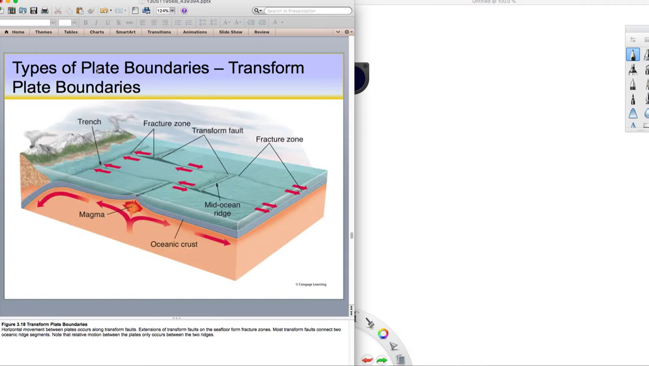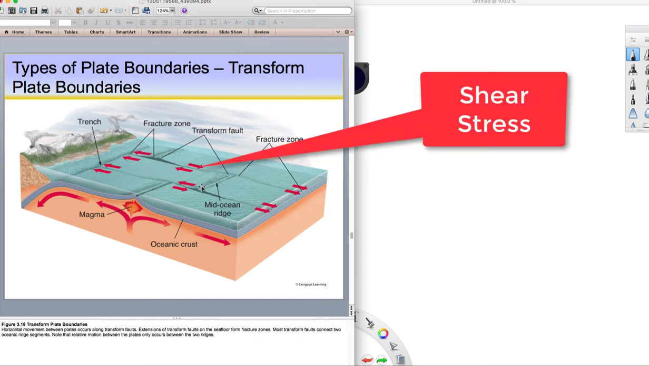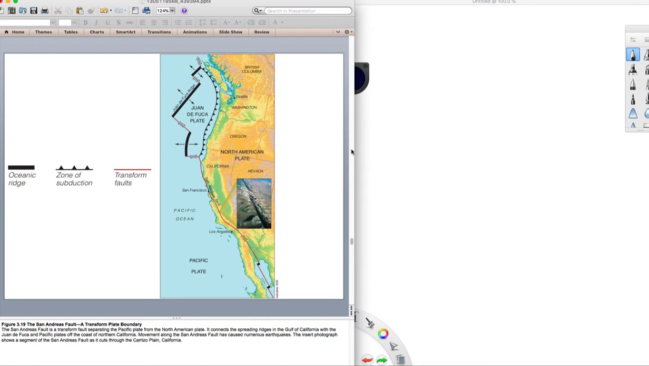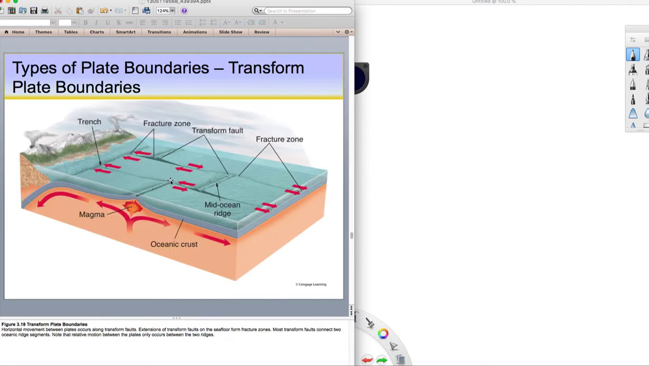For the transform plate boundaries, remember I mentioned that they're sliding past one another, side by side. And the type of stress we see here is shear stress. The San Andreas Fault is a good example. And really these transform faults are offsetting mid-oceanic ridges here. So these are the divergent margins, and then there's an offset transform fault there, then another divergent, then another transform right there, another divergent over here.